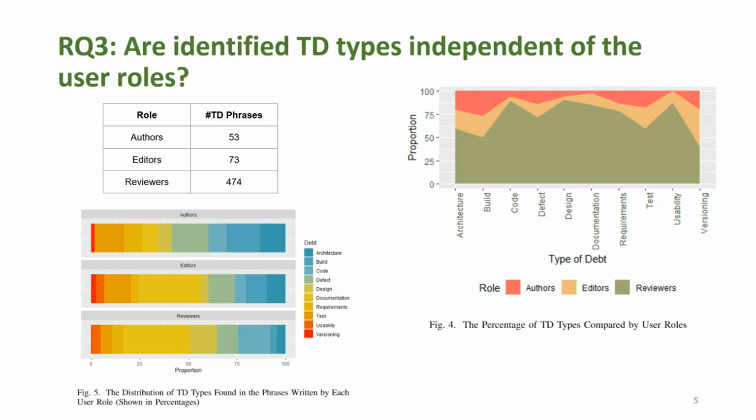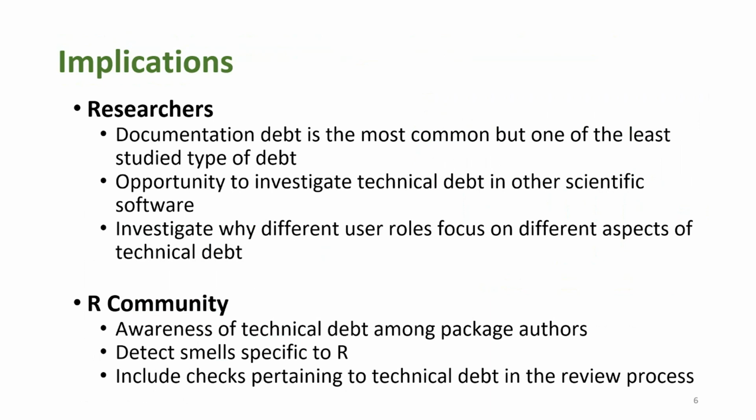Reviewers focused on documentation, code, and design debt more than others. Authors focus mostly on defect, test, and architecture debt, and the editors pay more attention to documentation, defect, and requirement debt. Lastly, here are the potential implications of our research.